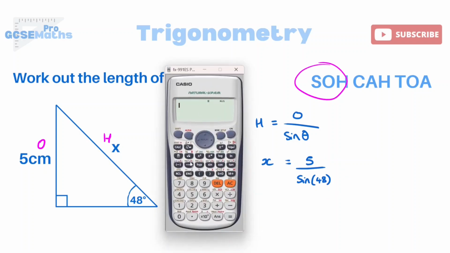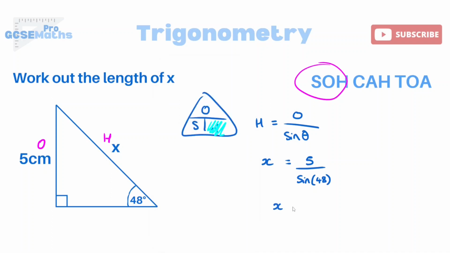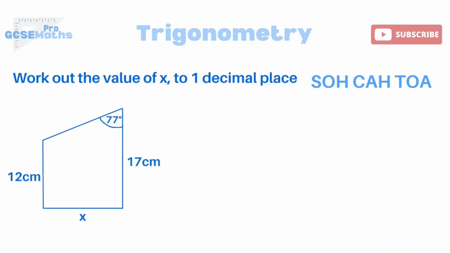So grab your calculator, fraction, 5 divided by, and then you just press the sin button. It will open up a bracket. So you put 48, close the bracket, and then equals. Most of the time you're going to get loads of decimals. So in this case, we're just going to round to one decimal place. That will be 6.7. And because the hypotenuse is a side, I'm obviously going to put centimetres. That's my answer.